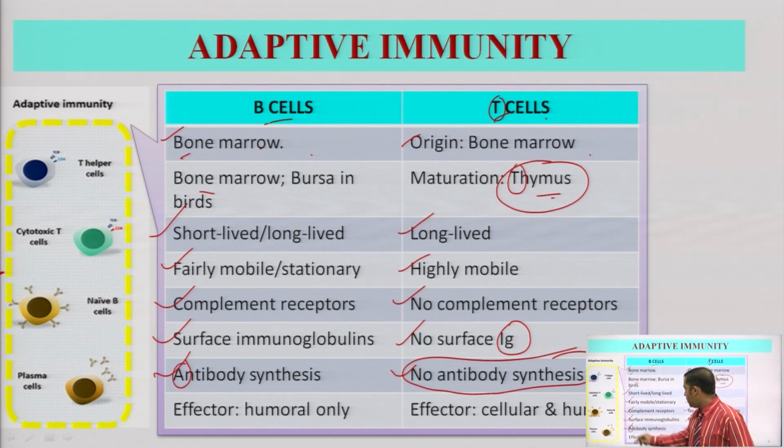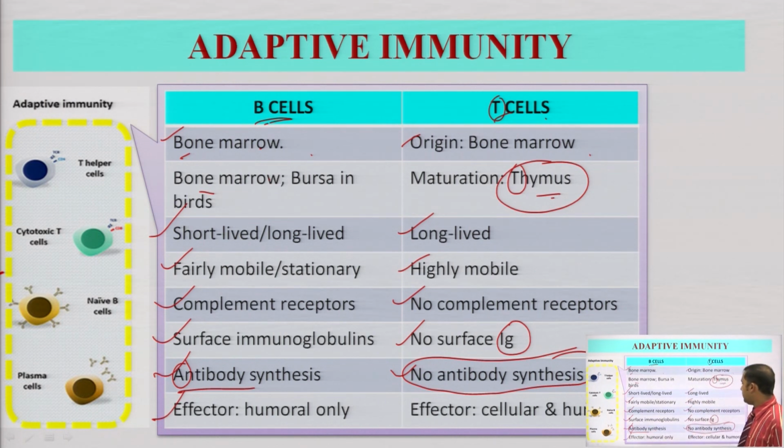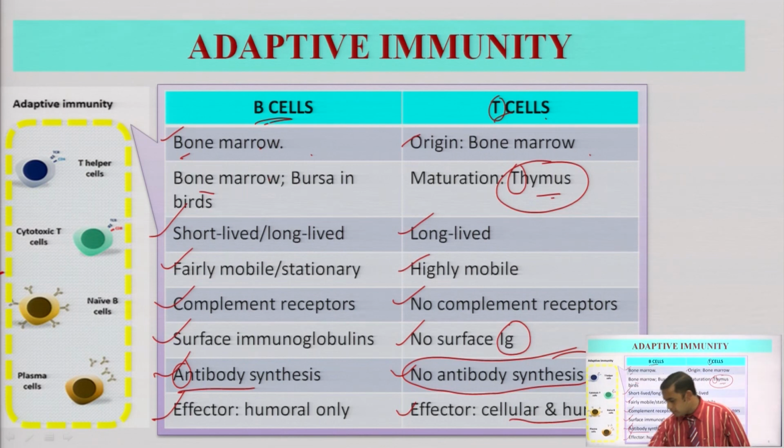A for antibody, B for B cells. Remember it like this. You will be confused between B cells, T cells, antibody, non-antibody. So A for antibody and B for B cells. B cells are originating the antibody, and because of the antibody, our adaptive immune system is working. And where is it affecting? The effector is the humoral immunity, while T cells affect cellular immunity, or both.